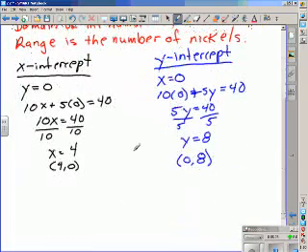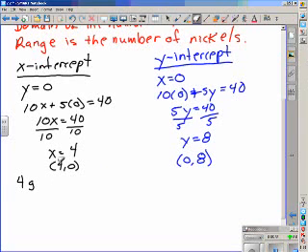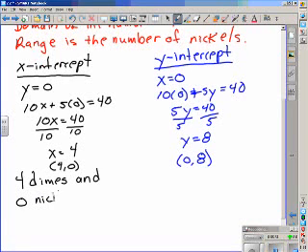So, what does that mean to us? What do these things mean to us? Well, in terms of the x-intercept (4, 0), that means you will give, if you are the clerk, 4 dimes and 0 nickels for 40 cents change. And the y-intercept in terms of this problem means that we will give 0 dimes and 8 nickels.